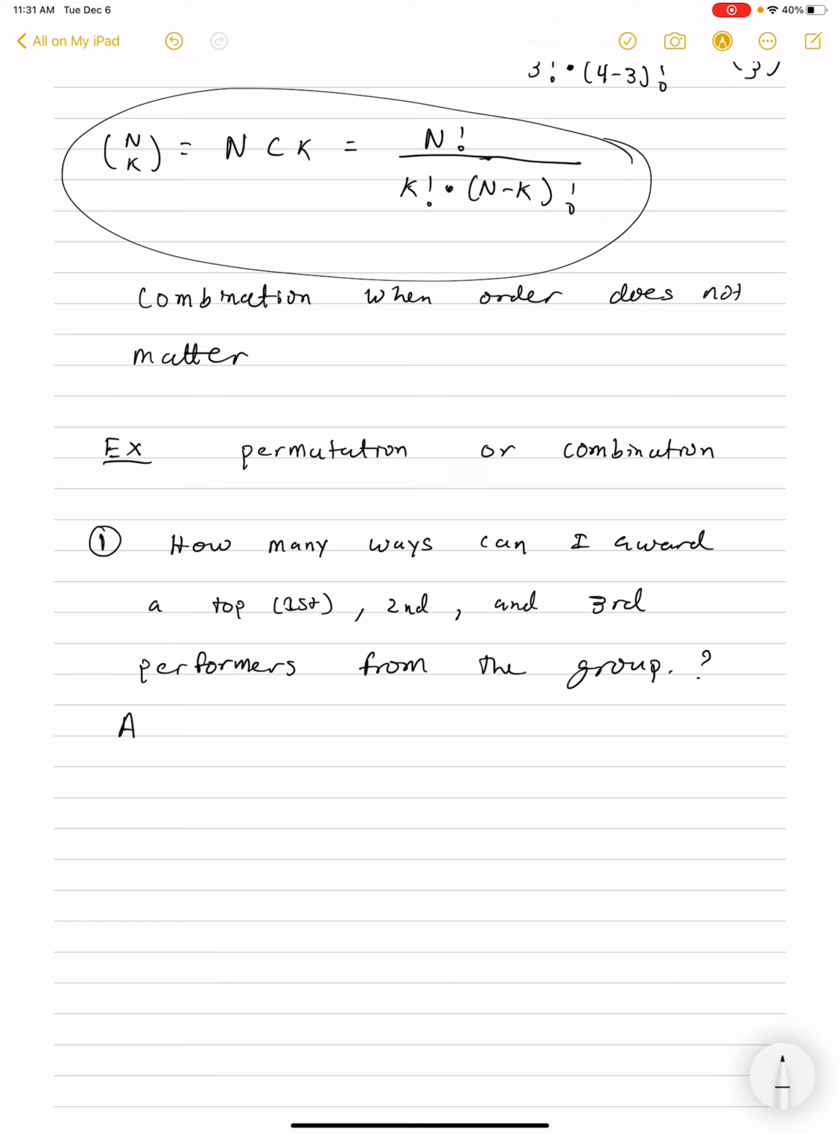Well, the answer is going to be a permutation. Order matters. A, B, and C is not the same as C, B, A. So here, being the first is different than being the last, right? If C is first versus C is last.